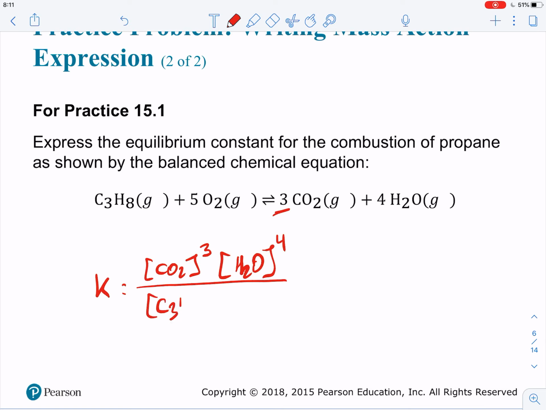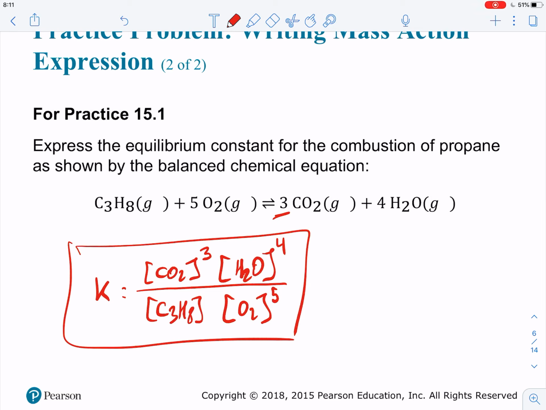Then you have the propane, just 1 mole, so you leave it alone. Well, there is a power there, it's 1, but you don't need to indicate it. Last but not least, we have oxygen, and you have to raise oxygen to the power of 5. This is your equilibrium constant for that particular system. So no surprises here. It's just based on the stoichiometry, products over reactants every single time.